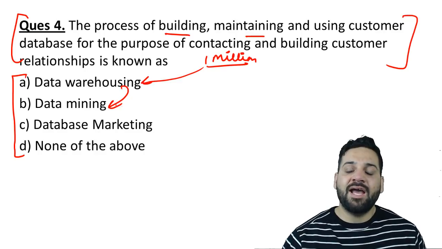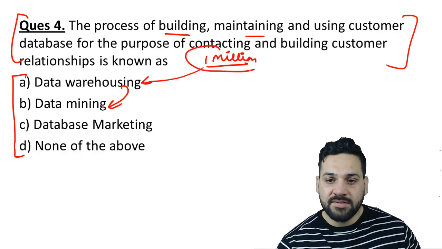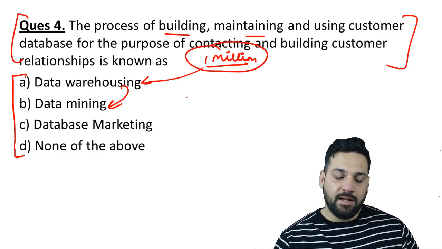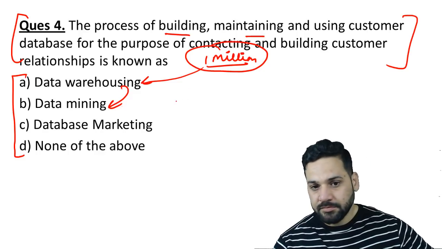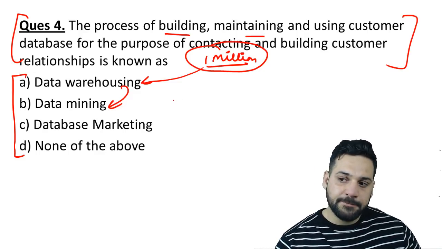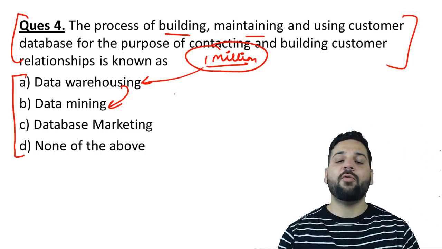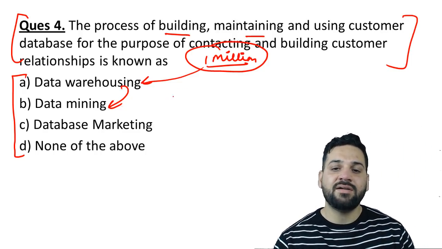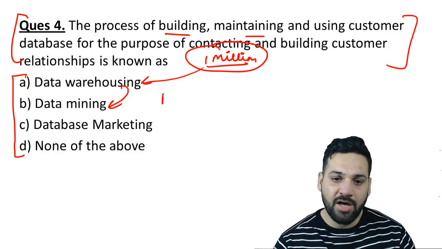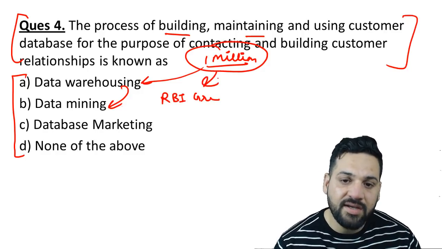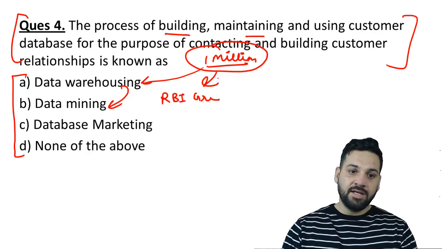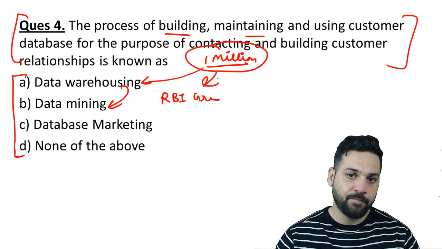For example, I have the data of 1 million students, right? And I want to know how many of them would be interested in bank exams or RBI grade B exams, right? I can use this data, right? Google is right now doing this.